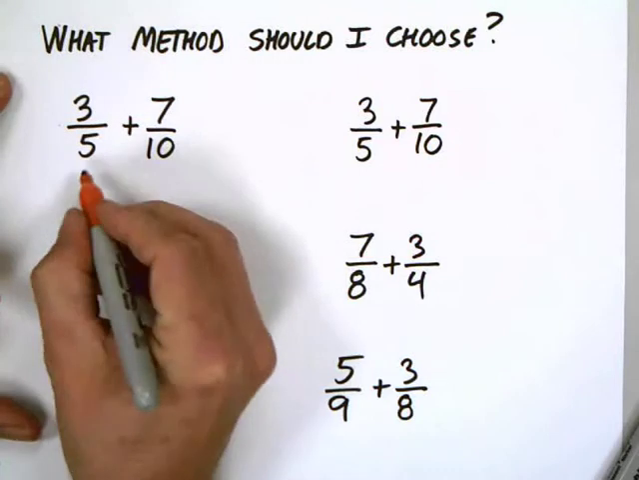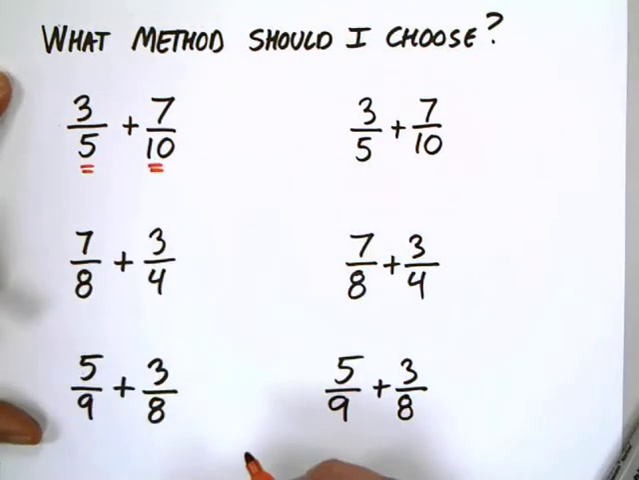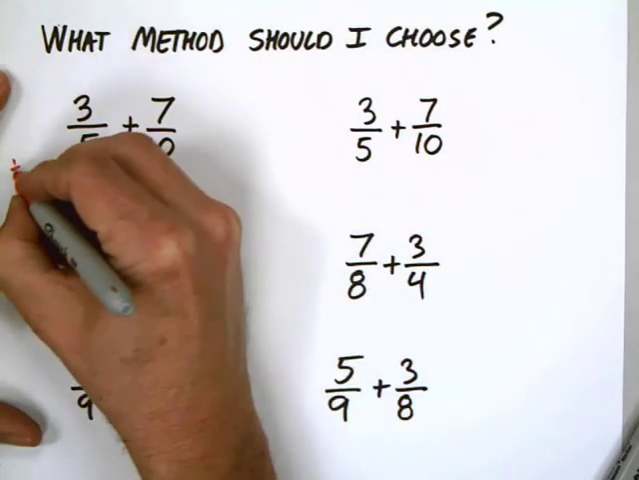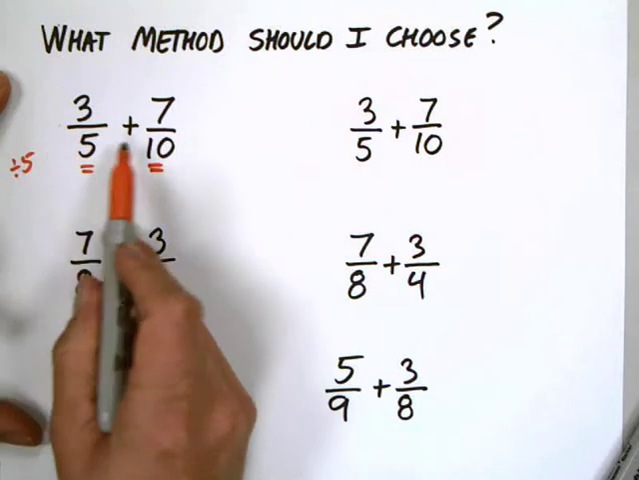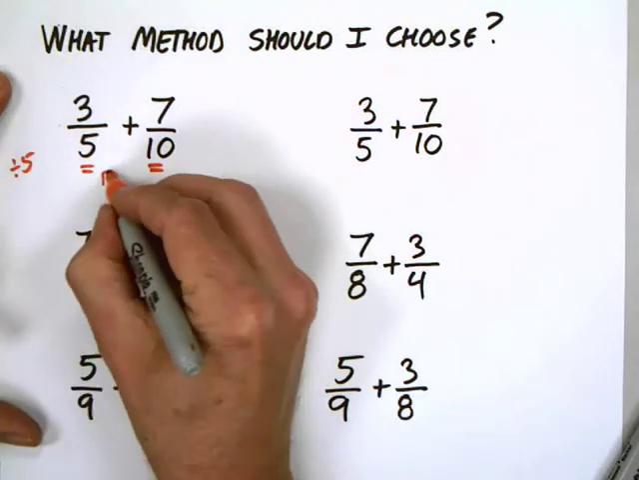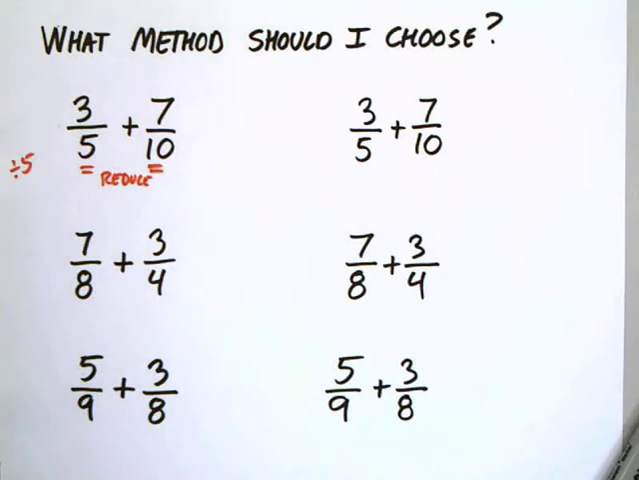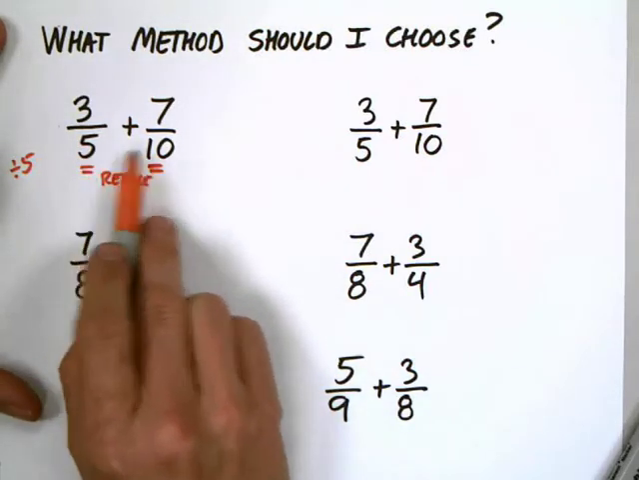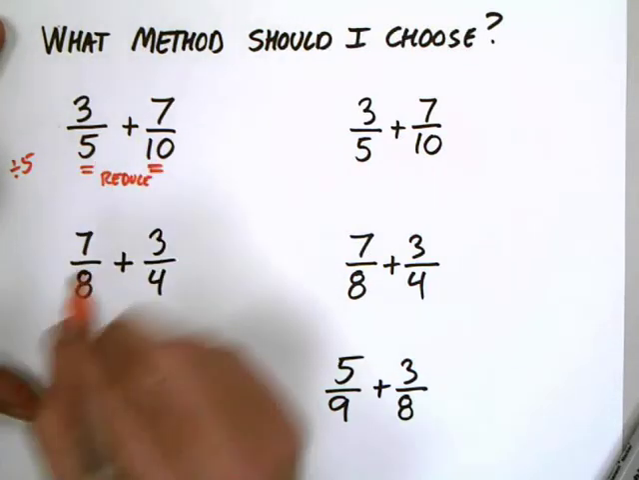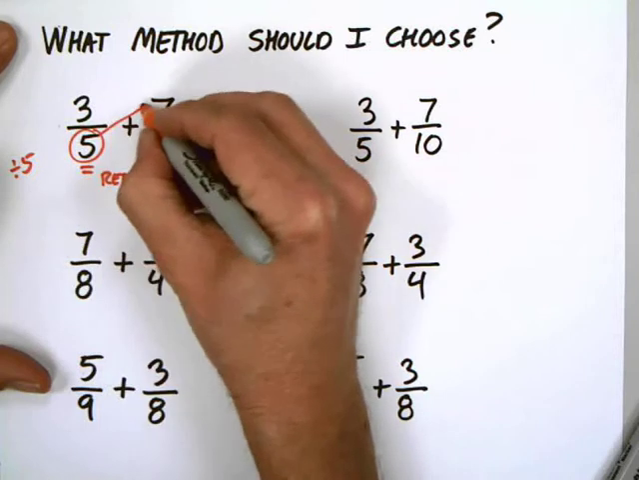Now, since the 5 and the 10 are both divisible by 5, I understand that this means that I'm going to be able to reduce when I'm done. So if I'm going to use Criss-Cross style, I need to identify the fact that this is going to be a problem that's going to have a reducing at the end. So Criss-Cross style would look like this.